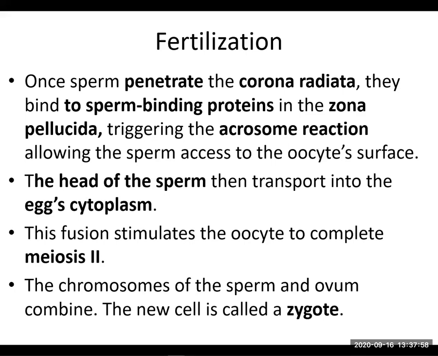That will allow this secondary oocyte to produce two daughter cells. One is the second polar body, as well as the third oocyte, and that third oocyte will become the ovum. The ovum is the final haploid gamete from the female, and the fusion of sperm and ovum will form this new cell. This is called the zygote.